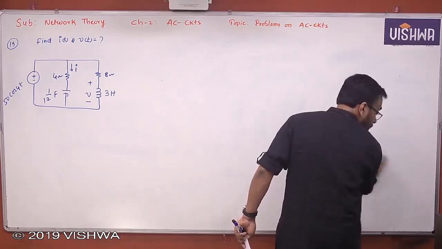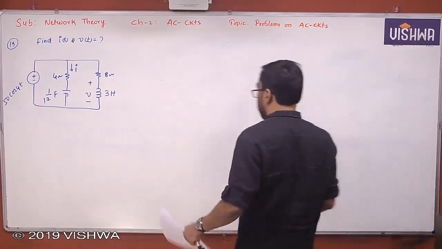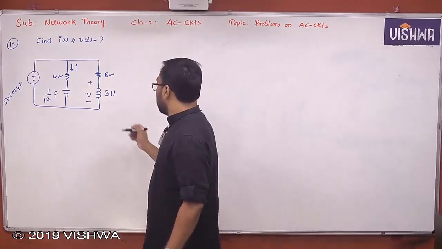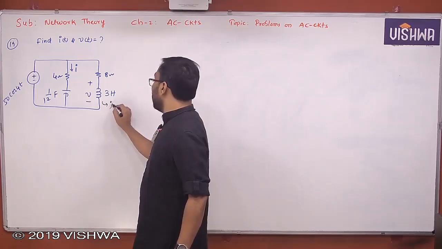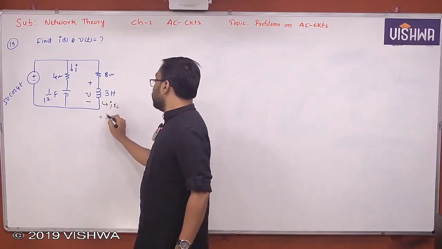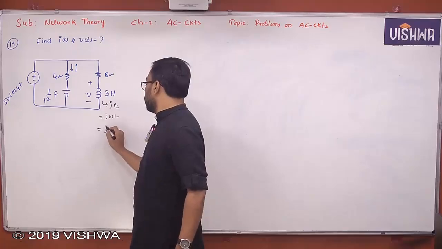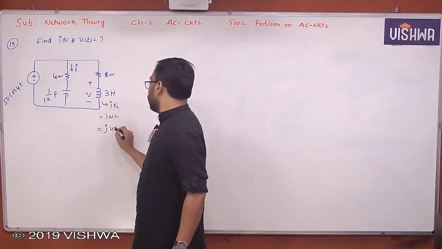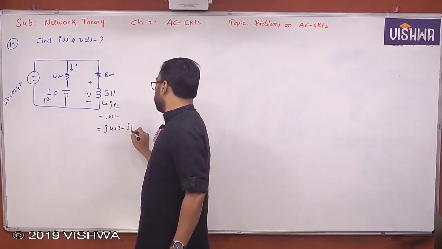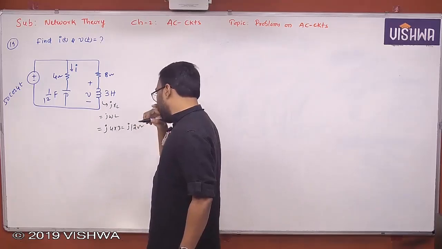What could be the values of this L and C in complex form? Let me write clearly here. This is nothing but what? jXL, right? j omega L. Omega value is how much here? j 4 into this is 3, that is j12. j12 ohm. Yes or no?